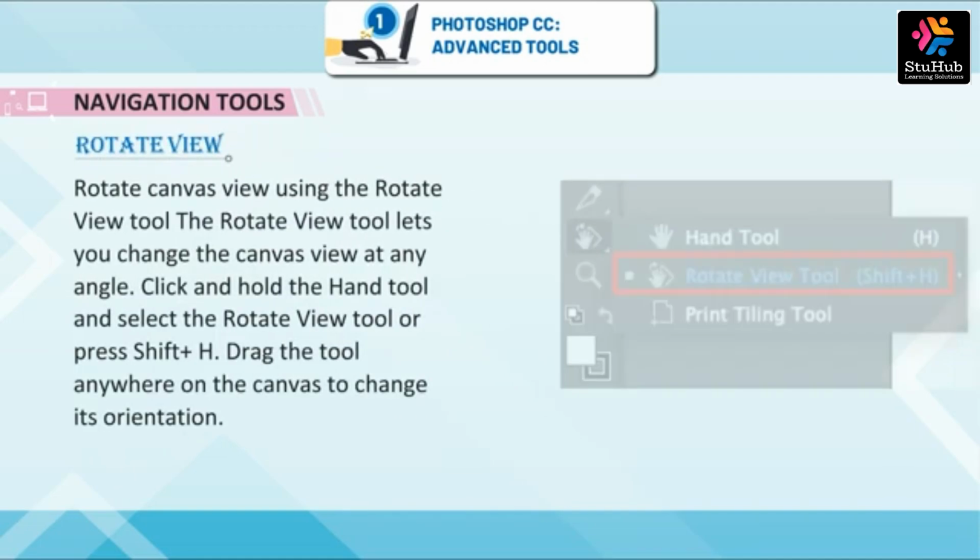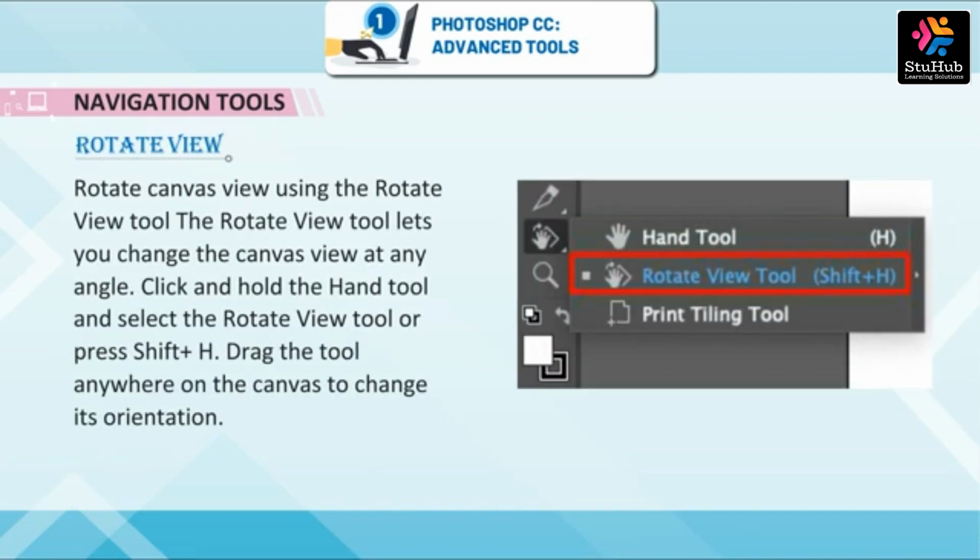Rotate view. Rotate canvas view using the Rotate View tool. The Rotate View tool lets you change the canvas view at any angle. Click and hold the hand tool and select the Rotate View tool or press Shift plus H. Drag the tool anywhere on the canvas to change its orientation.